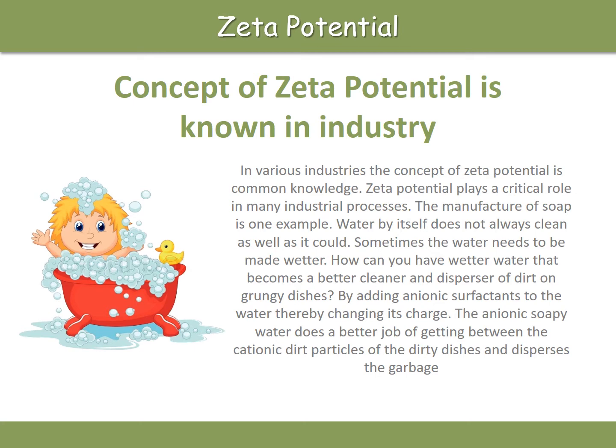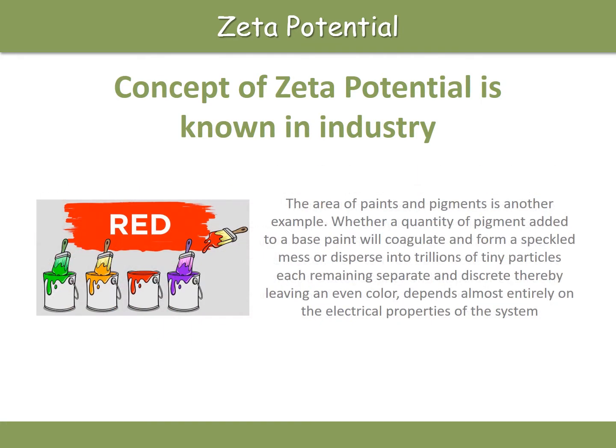And so this is what happens. Dishwashing liquid is anionic. It needs to get in there and break apart these cationic bonds. If we look at paints, if we look at pigments, whether a quantity of pigment added to a base paint would coagulate or form a speckled mess, or disperse into trillions of tiny particles, each remaining separate and discrete, thereby leaving an even color, depends almost entirely on the electrical properties of the system. Once again, these paint pigments are negatively charged so that they repel, they disperse, they stay discrete.